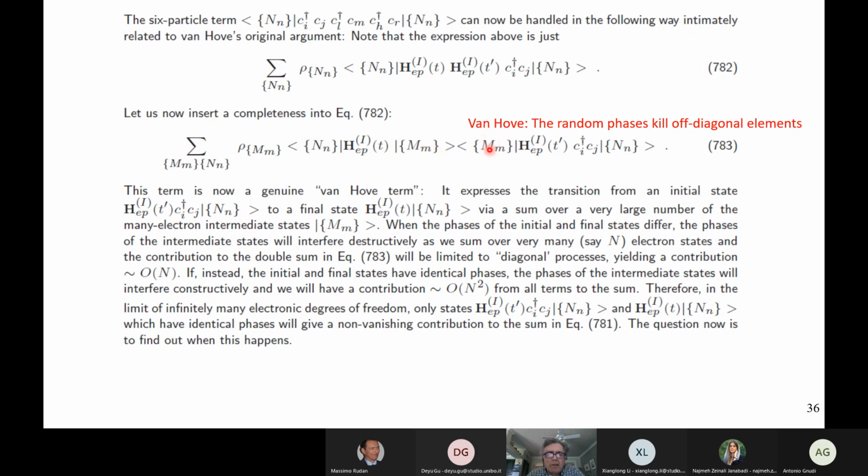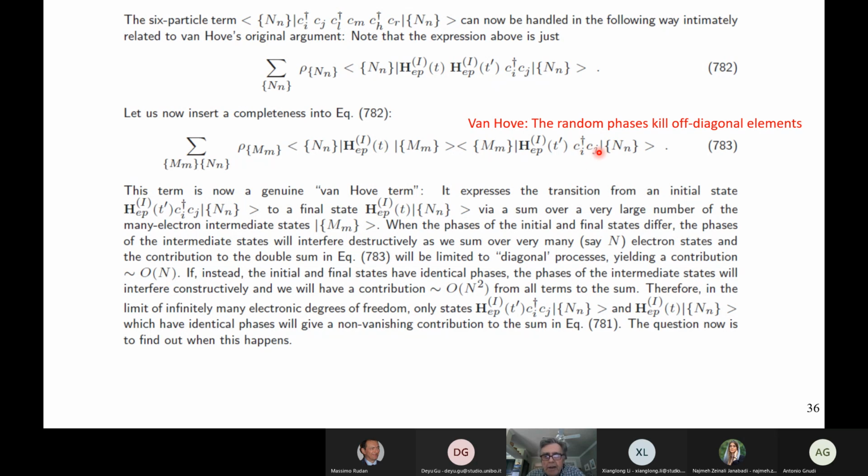Then I have so many different phases, depending on what this guy is, that can contribute to the sum. These are also many electrons, okay? So I have so many phases that can interfere at random when I and j are different, that the number of terms that I have is essentially of the order of the number of electronic states that I have. So I have something which depends linearly on the number of degrees of freedom.